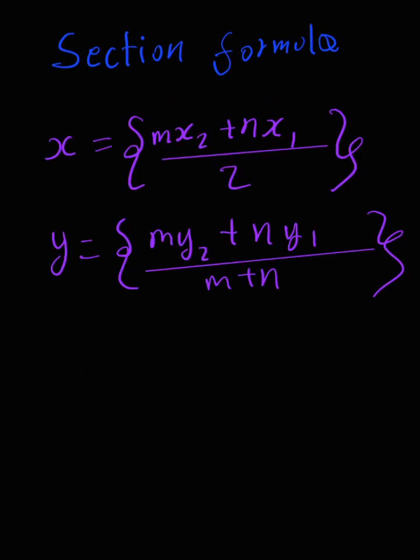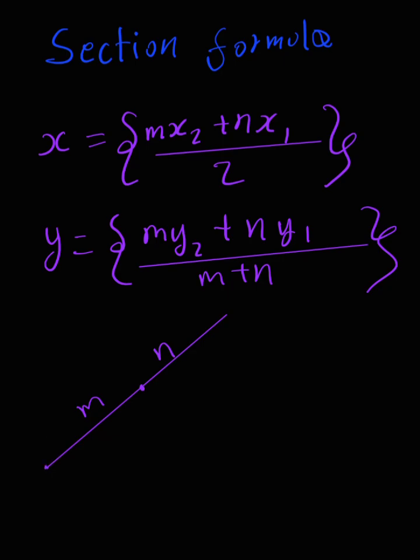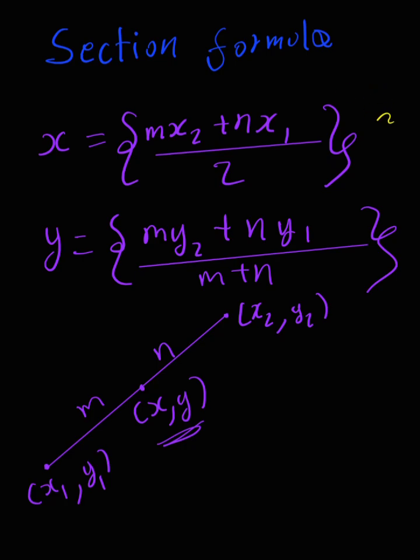So this is a formula which is used to find the coordinates of the point which divides the line into the ratio m and n. So this point right here was our x1 comma y1, this point right here was our x2 comma y2, and this point right here, let's call this x comma y. If we wanted to find x comma y, we would just use the section formula for the x value and the y value. So let us go through this formula.